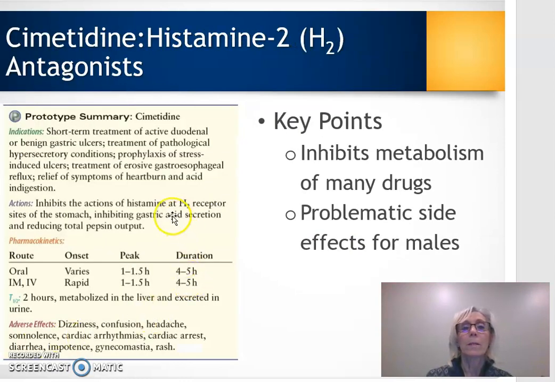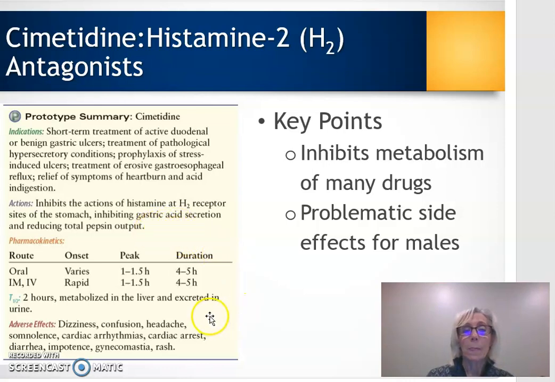Let's talk first about cimetidine. Cimetidine is a histamine 2 blocker, and we use it for treating both duodenal and gastric ulcers. There are a couple of other reasons why we might use it. It works by inhibiting the histamine receptor and also inhibits gastric acid secretion. It also decreases pepsin, because these things are being overactive and it's injuring the gut.